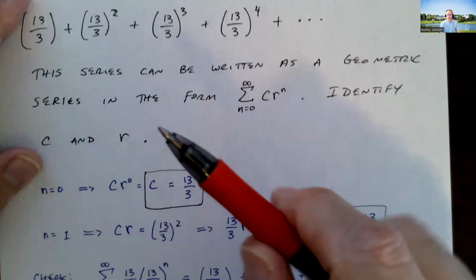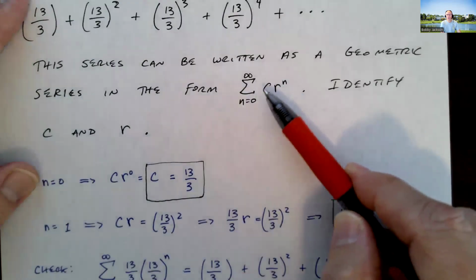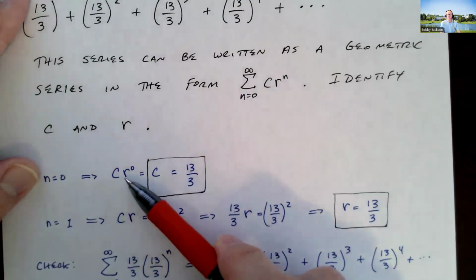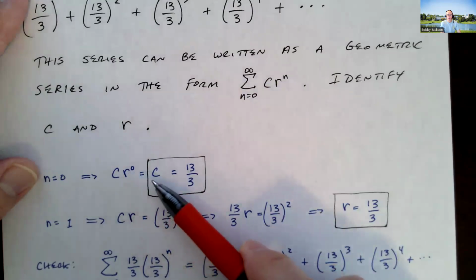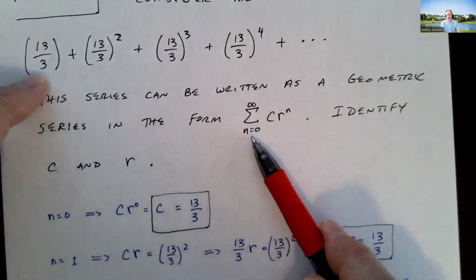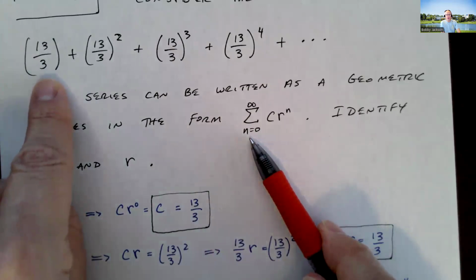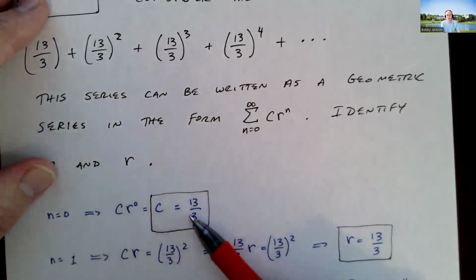There's a couple ways of doing this, but I just thought, well, if I plug n equals 0 into this, what am I going to get? I'm going to get c times r to the 0 power. R to the 0 power is 1, so I just get c. Well, that has to be the first term, right? We want to start actually with n equals 0, so this would be the n equals 0 term. And so c must be 13 thirds.